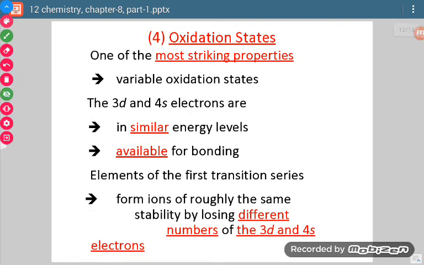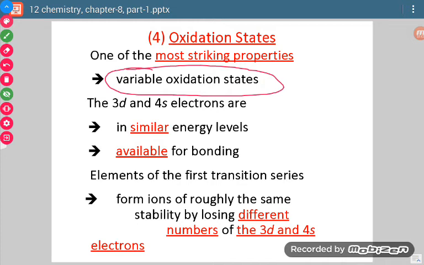Now let us discuss the last property in this session, that is oxidation state. Now see, one question is asked many times: why do transition elements show variable oxidation states? Variable oxidation state means they can exist in so many oxidation states.